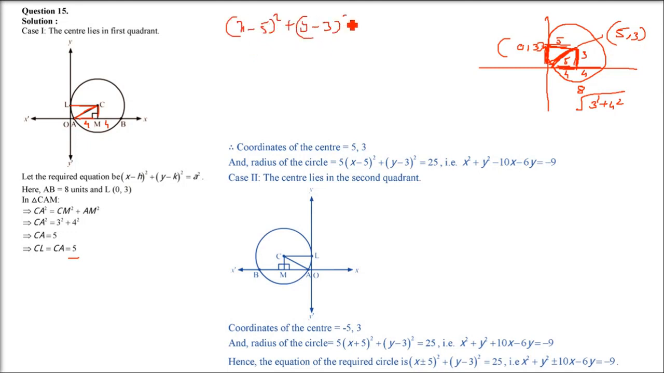So the equation will be (x minus 5) whole square plus (y minus 3) whole square. The radius we already found out. It's 5, so it will be 5 square. It's 25. So this will be the final equation. I hope you'll be able to open it.